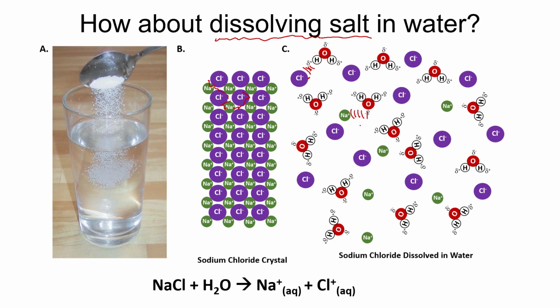Another cool thing about this is if I really wanted to, I could get the sodium chloride back so we didn't make something new at all. How would I do that? Well, pretty simple. We would have to evaporate off all the water and we would be left with the original solute that we had. So that is why this change is physical and not chemical.